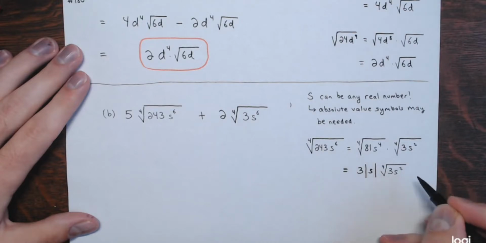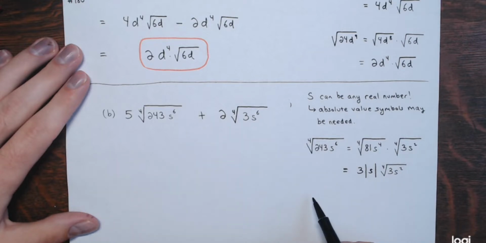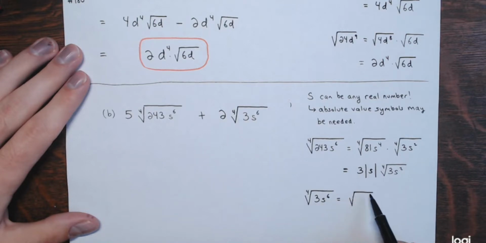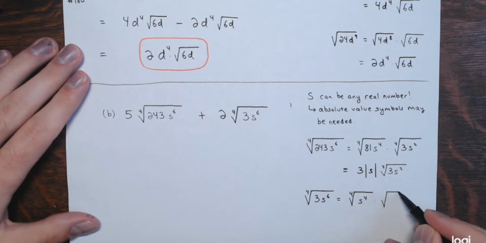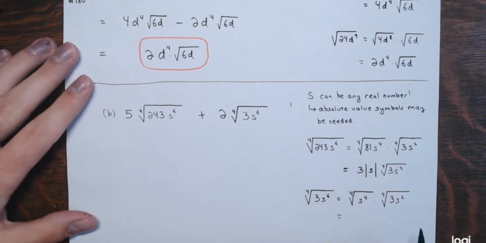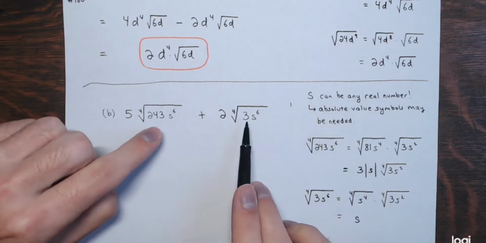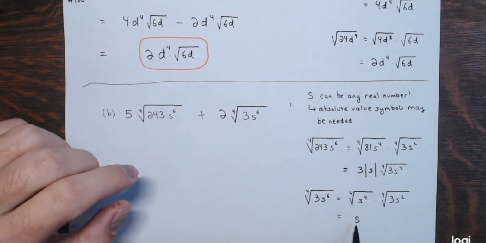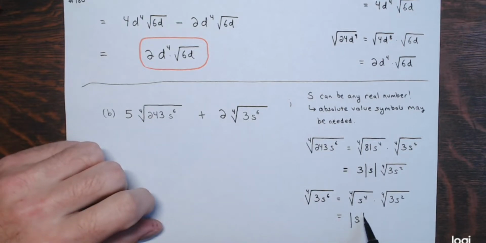All right. And then the other radical, the fourth root of 3 times s to the 6th, I'd break up to the fourth root of s to the 4th, a perfect fourth power, times the fourth root of 3s squared. And as we just said, the fourth root of s to the 4th wouldn't just be s, because s can be any real number here. So if s were negative, that would be wrong, right? You have to do the absolute value of s. All right, so it's the absolute value of s times the fourth root of 3s squared.